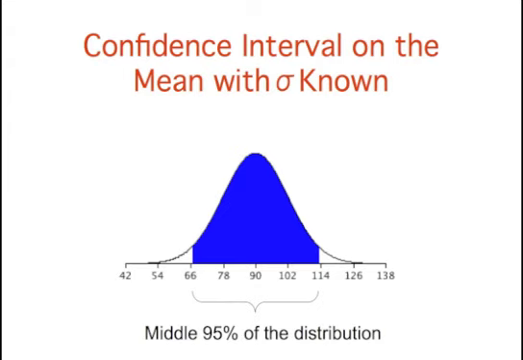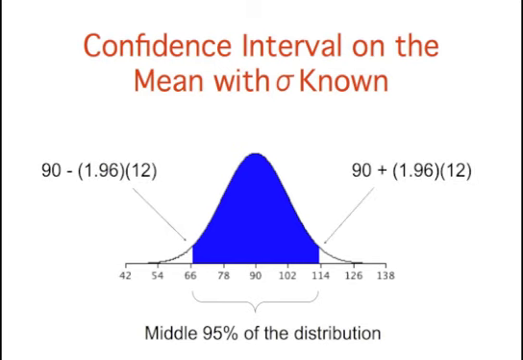The shaded area represents the middle 95% of the distribution and stretches from 66.52 to 113.48. These limits were computed by adding and subtracting 1.96 standard deviations from the mean of 90 as follows. 90 minus 1.96 times the standard error of 12 equals 66.52. 90 plus 1.96 times 12 equals 113.48. The value of 1.96 is used because 95% of the area of our normal distribution is within 1.96 standard deviations of the mean.